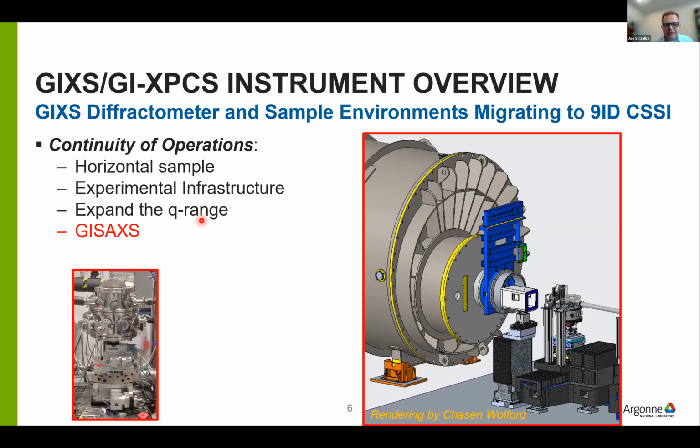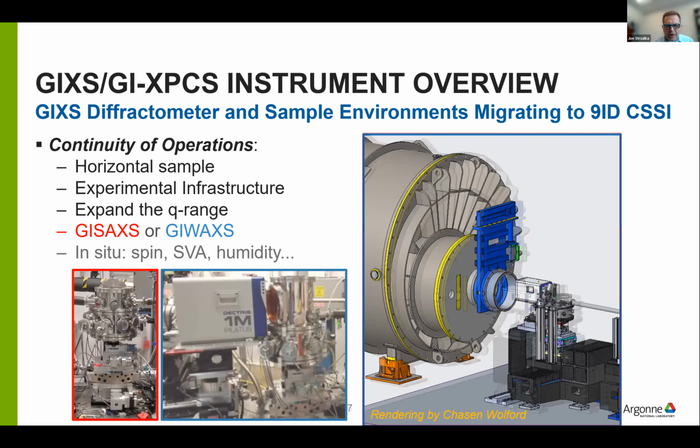But we're going to be able to expand the Q range and use the setup either for GISAXS or for GIWAXS. So the same chamber with a different top, and with our Polaris detector brought up close. And of course, besides this vacuum chamber, we'll also be using our suite of in situ chambers for spin coating, solvent vapor annealing, humidity control, thermal annealing. So that will all still be available with the new setup.